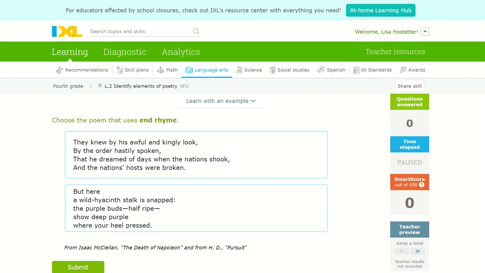"But here a wild hyacinth stalk is snapped. The purple buds, half ripe, show deep purple where your heel pressed." Now, when I read that, it almost felt a little awkward. There wasn't really a beat. There weren't any rhyming words. That is called a free verse poem. A free verse poem doesn't really follow any rules, and you can just put it all out there, and you can choose the rhythm and if you want rhyming words. So the best answer would be the first one, because it has a rhyming word at the end of the lines.